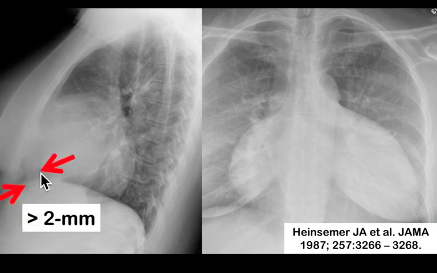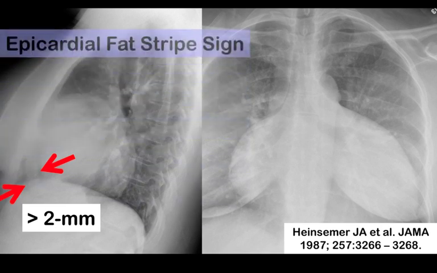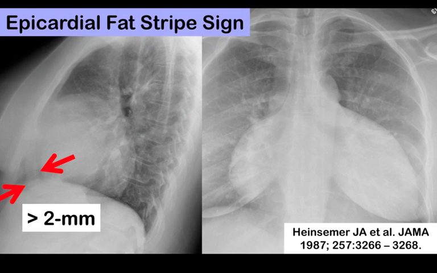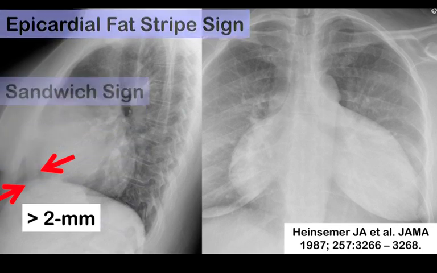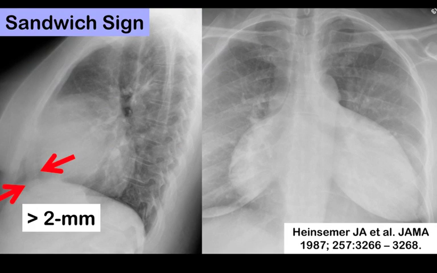Notice the separation of the epicardial and pericardial fat stripes by this soft tissue stripe, which exceeds 2 millimeters in diameter. That is a very specific finding for pericardial disease, either pericardial effusion or pericardial thickening. This sign has been termed variously the epicardial fat stripe sign, that was the first name, but is also sometimes known as the sandwich sign or the Oreo cookie sign.